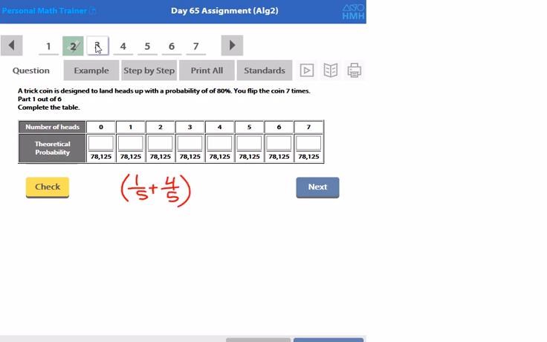We've done this earlier this year. We're going to repeat this 7 times. We're going to use Pascal's triangle here. So the 7th row of Pascal's triangle is 1, 7, 21, 35, 35, 21, 7, and 1.